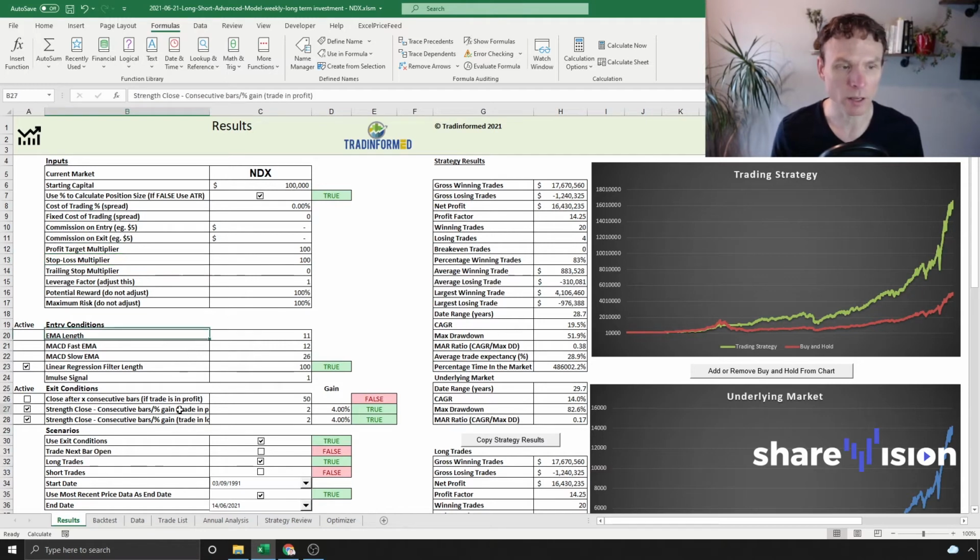So the strength close. Consecutive bars of profit. So two consecutive bars of 4% profit. Very easy to manage. If you're keeping an eye on the market, you have a 4% gain in a week, two of them in a row, then you can close the trade.